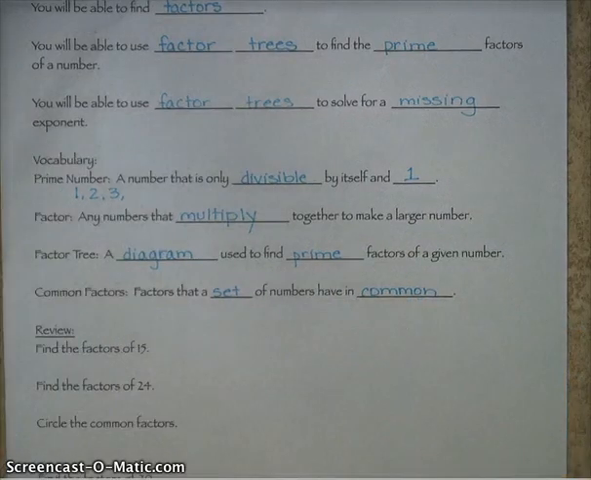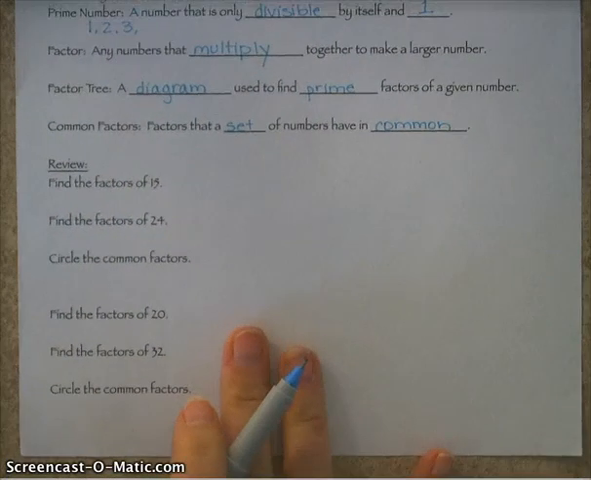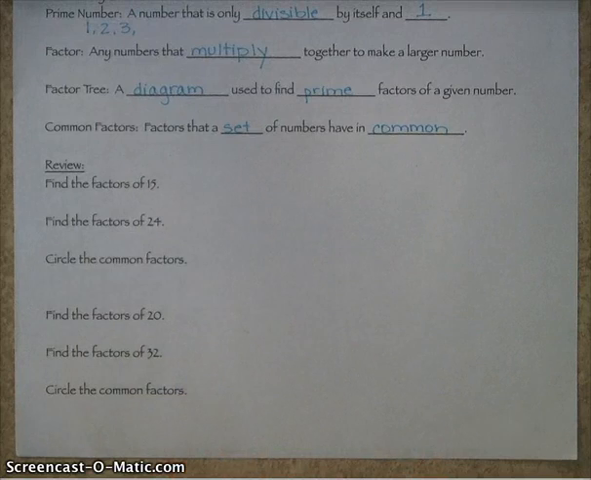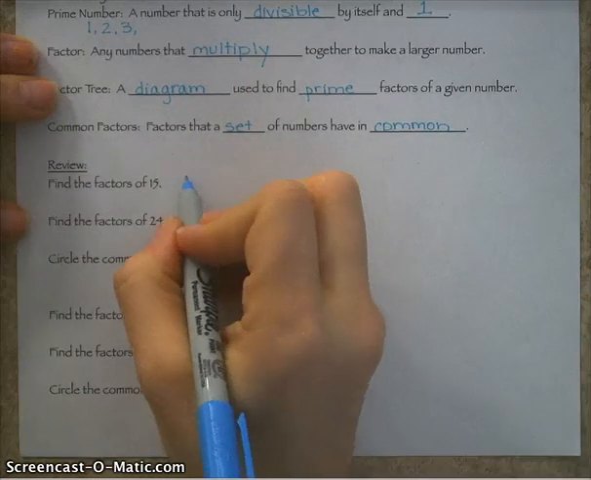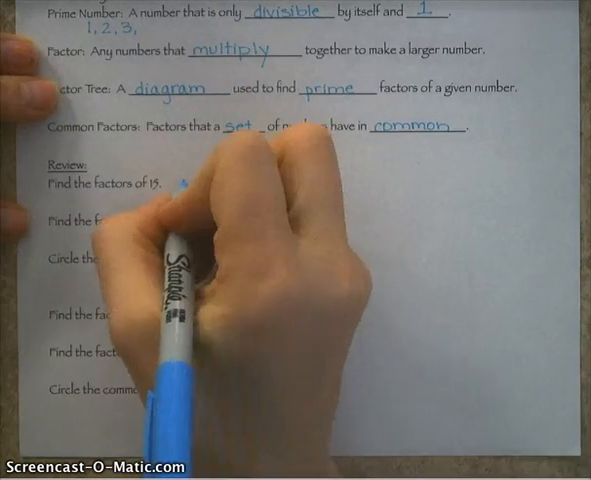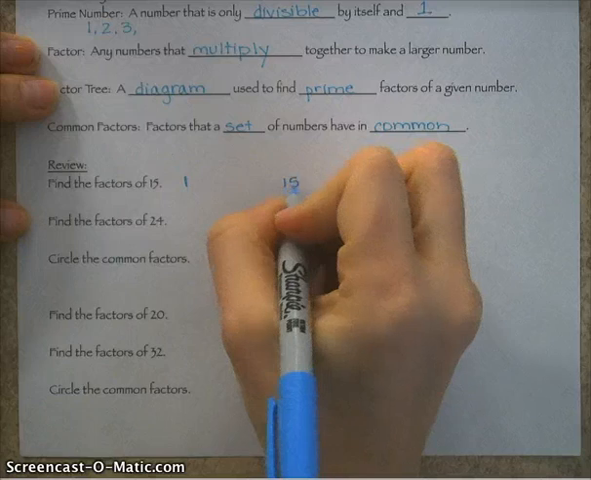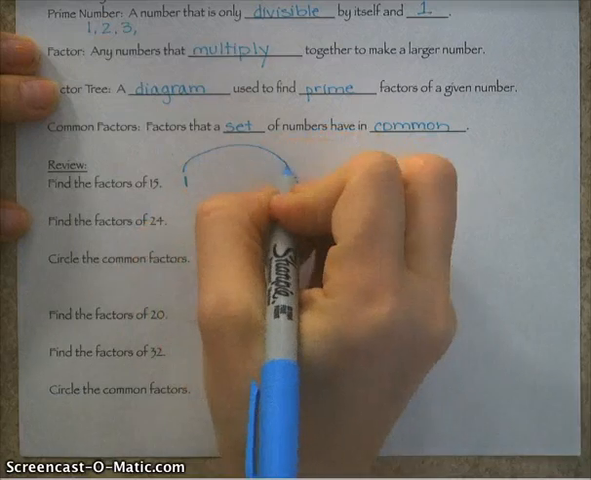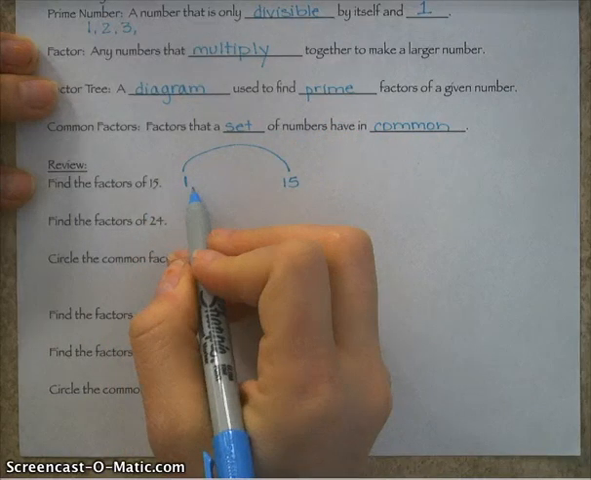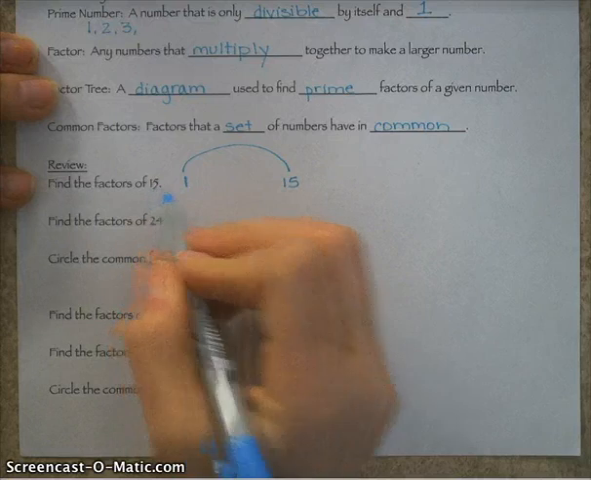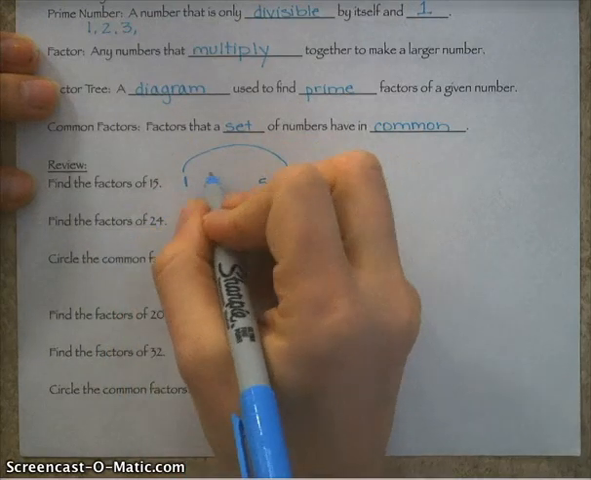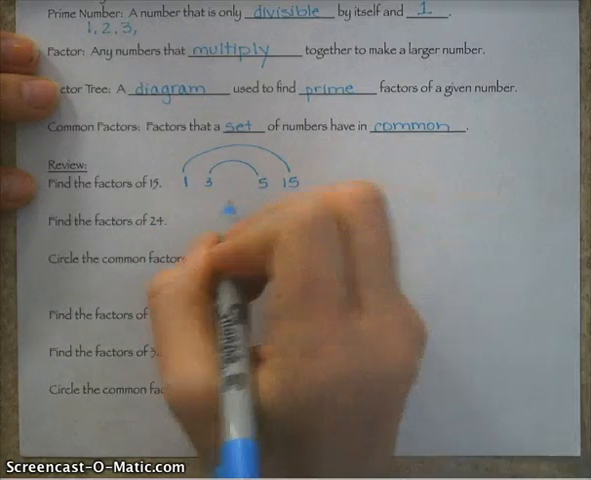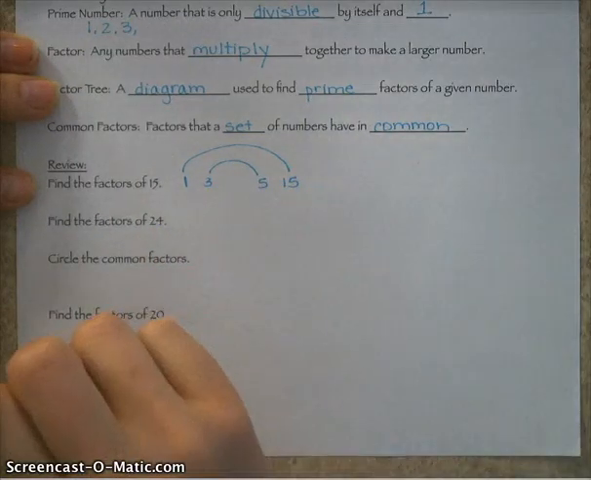Okay, so let's review. If you remember way back at the beginning of the year, we were working on finding factors. And I told you we were going to find a factor rainbow, if you remember. So if we're looking at 15 and we do the factor rainbow, we could do it a couple ways. We know 1 and 15. We can connect them. This is where the rainbow comes in. Now we just work our way up. 2. Does 2 times anything get us to 15? No. How about 3? Well, we know 3 times 5 gets us to 15. And now 4 times 4 does not get us to 15. So those are all the factors of 15.